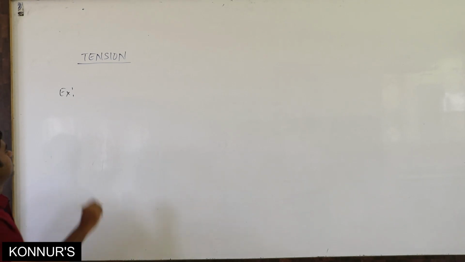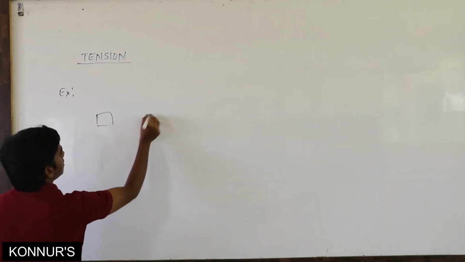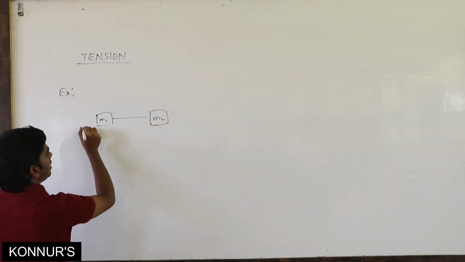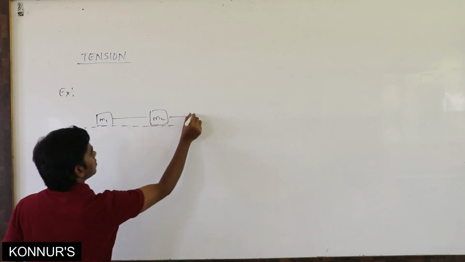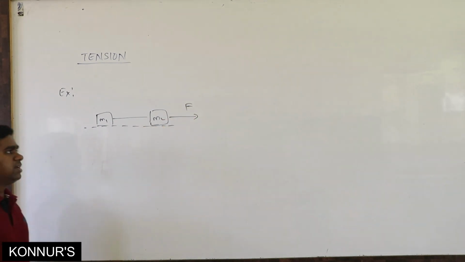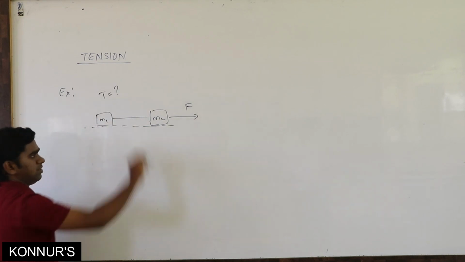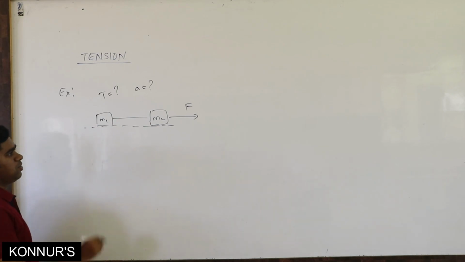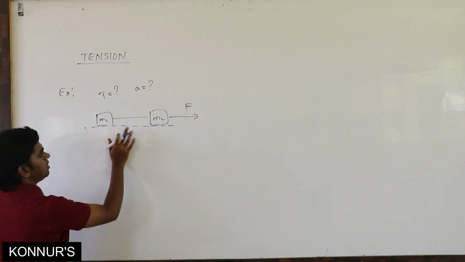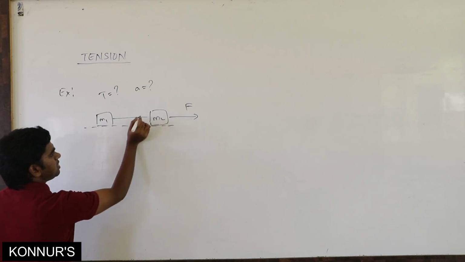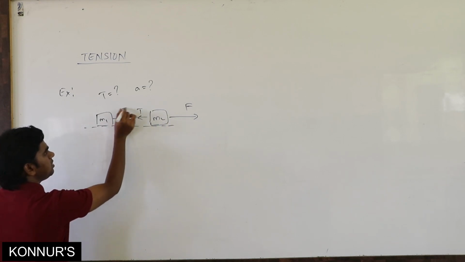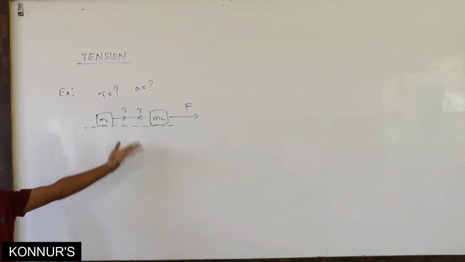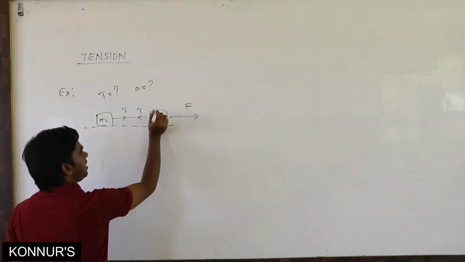Now take an example. Suppose two bodies are there. Body M1 is connected with body M2. If a force F is acting in this direction, they may ask what will be the tension, or they may ask what will be the acceleration. Then we have to write the net force on the bodies. What will be the tension direction? With respect to M1 it is here. Since it is connected between two bodies, tension is going to be the same. It is not T1 and T2.